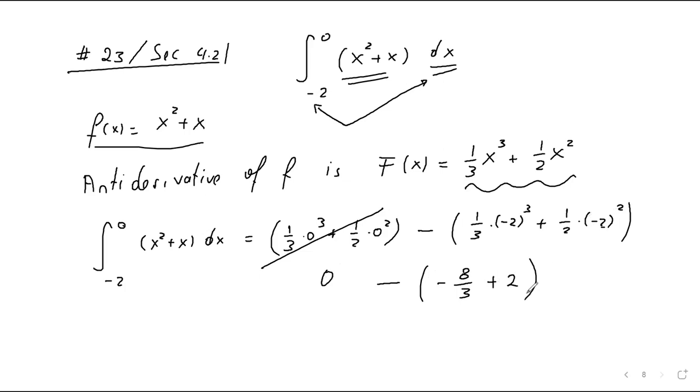And that's going to be equal to negative, and negative 8/3 plus 2 is negative, that's negative here in front already, right? And then in parentheses, negative 2/3. So altogether, this ends up being positive 2/3, the result of the integral. So that is the answer over here.